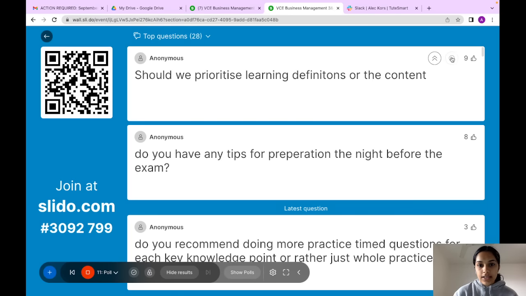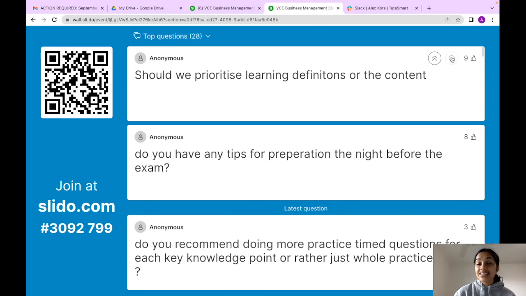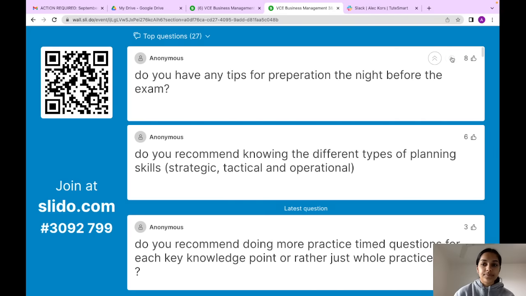Hopefully that helped. Should we prioritize learning definitions or the content? I think understanding the content is really important. And I think if you're able to understand the content, then you will not have to memorize definitions word for word. I think understanding things is more important than memorizing things. So if you're able to understand the content, then you will not need to memorize the definitions, if that makes sense.